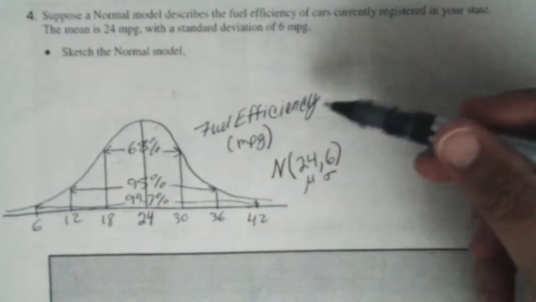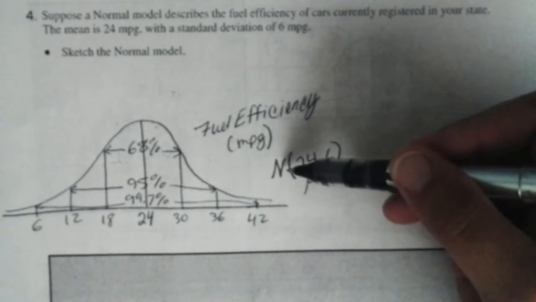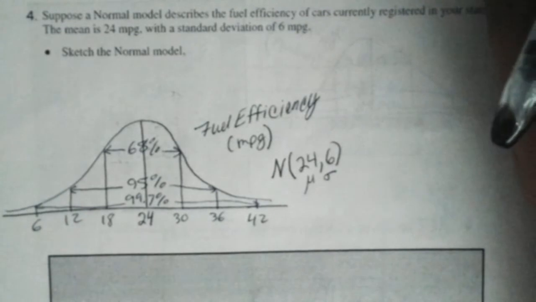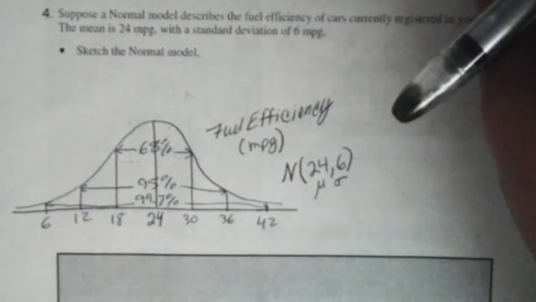Notice it's got a title, we've got units. It's a normal model centered at 24 with a standard deviation of 6. And here's the empirical rule drawn out.